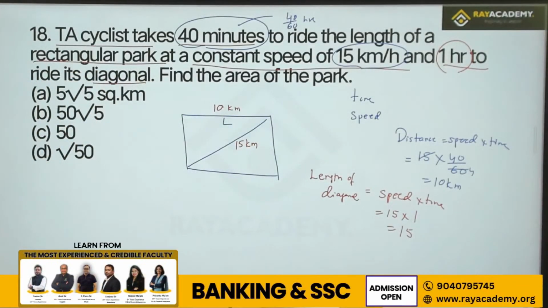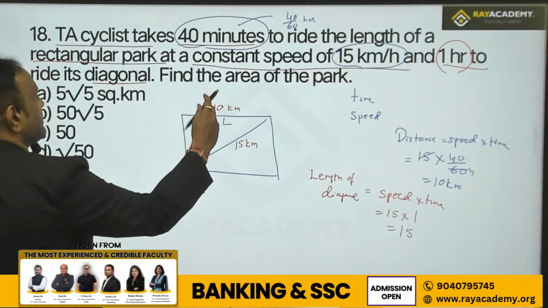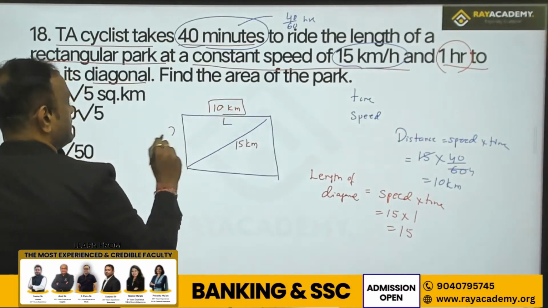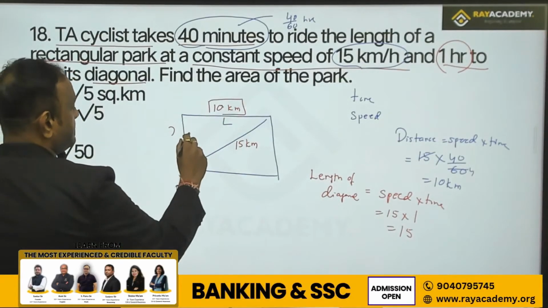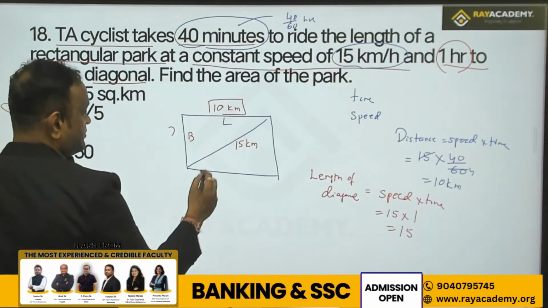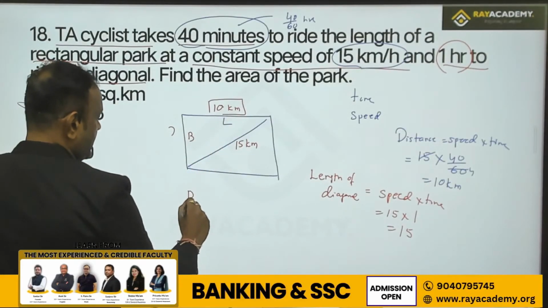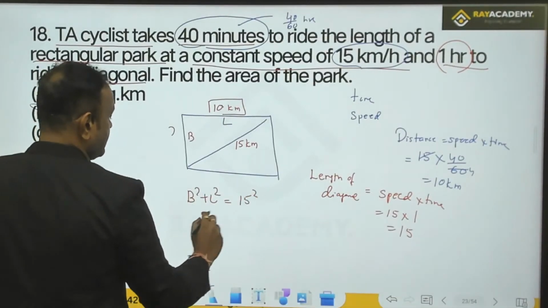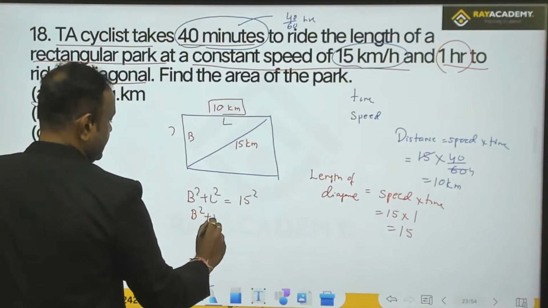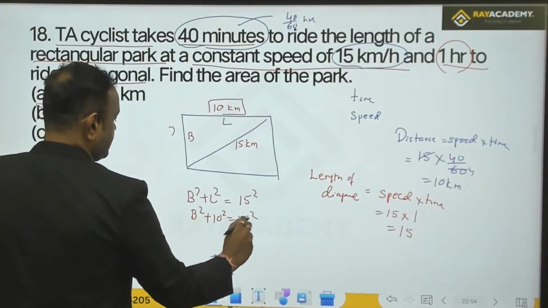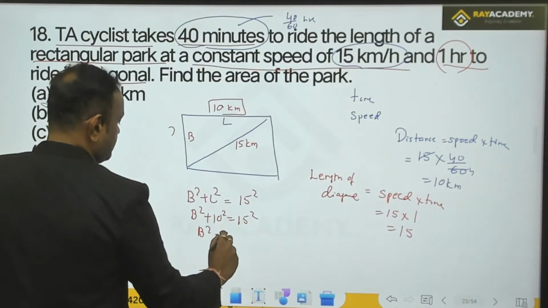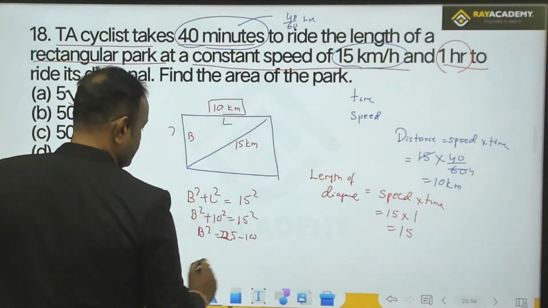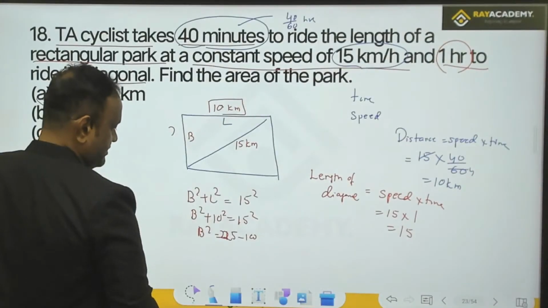Now they are asking to find the area. For area, length is there, then you have to find the breadth, then you can put the formula L into B. But it is a Pythagoras theorem: breadth square plus length square is diagonal square, that is 15 square. So B square plus 10 square equals 15 square. So you are getting B square equal to 225 minus 100. Is that correct? 15 square is 225. Correct.